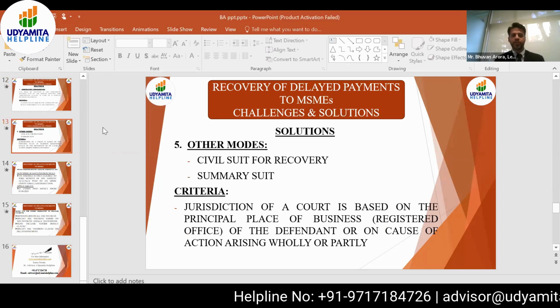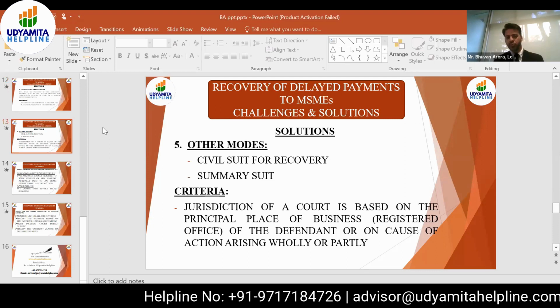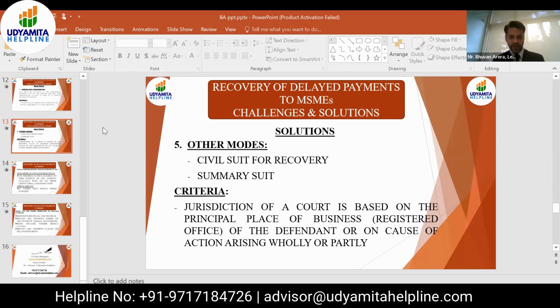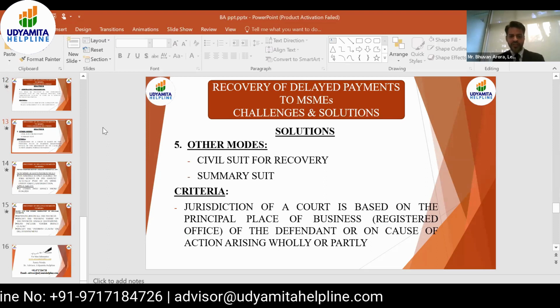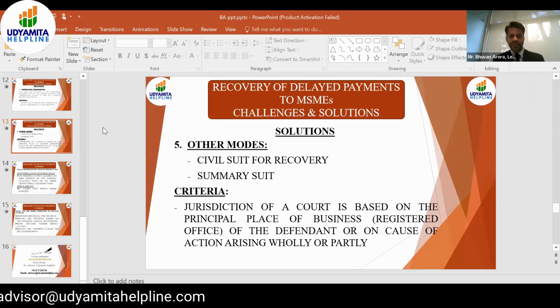Other modes. Recovery has two modes. One is a civil suit for recovery, wherein I am simply approaching the court saying that this much amount is due from my buyer because I supplied them goods or I rendered them services. So this much amount is due. The other option is a summary suit, filing an Order 37 suit.